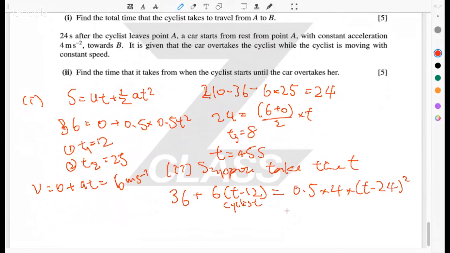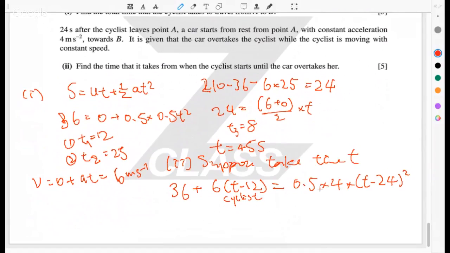Well, this is now a quadratic in t, and solving that gives t equals 33 or t equals 18. And we see that it only works when t is equal to 33 seconds, because if t is equal to 18, the car hasn't even started yet, because the car only starts 24 seconds after the departure of the cyclist. So we need to choose the right answer. So that's the end of the paper.